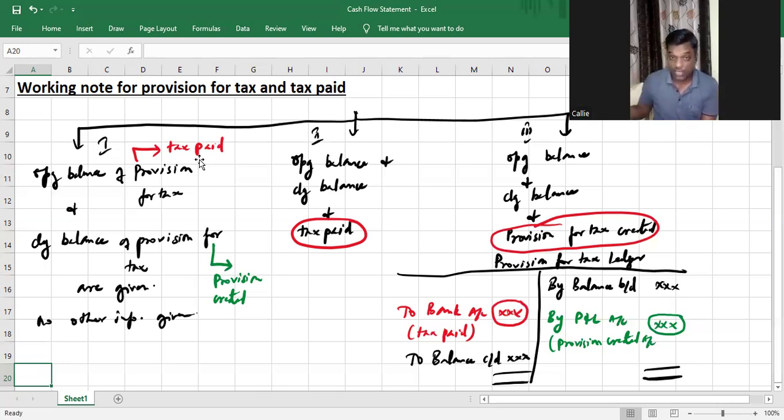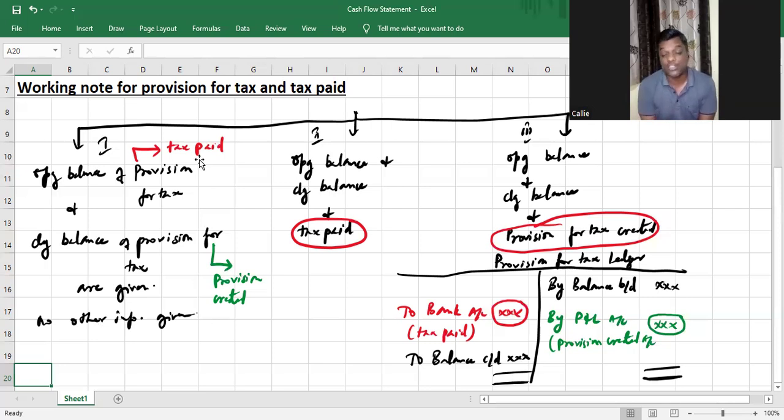Now, when I'm solving the 6-mark questions in the upcoming videos, you will have an understanding of where I get these numbers from. The opening balance of provision for tax and the closing balance of provision for tax and tax paid. Usually, tax paid and provision for tax created are given as additional information below the balance sheet in the question, and opening balance and closing balance are given under short-term provisions in the notes to accounts. But anyway, when I'm solving the 6-mark question, I'll again remind you as to where to find these numbers from.